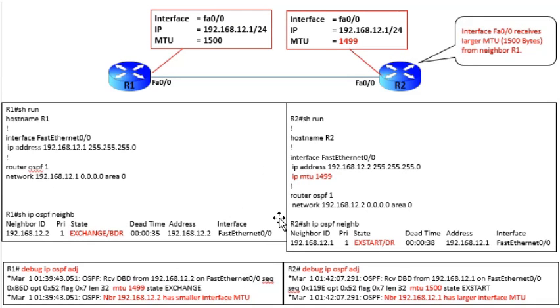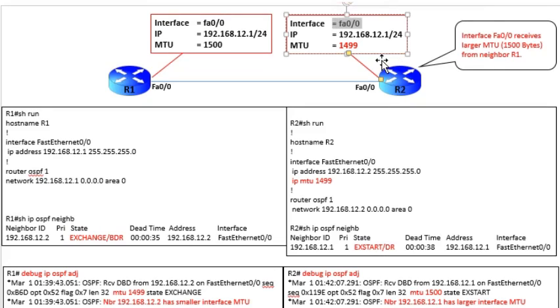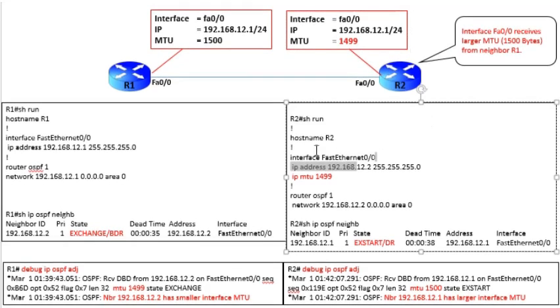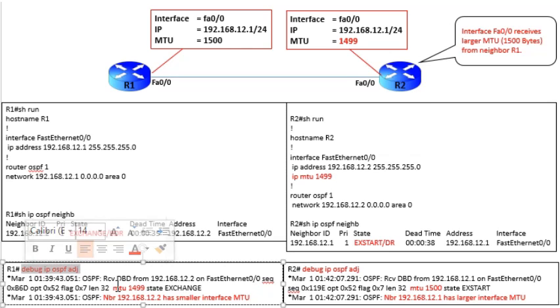To understand the effect of MTU on OSPF neighborship, we change the MTU size on interface FA0/0 of R2 from 1500 bytes to 1499 bytes. The command to do this is to go to interface FA0/0 of R2 and type in ip mtu 1499. After this change, we type in debug ip ospf adjacency on R1 and R2 to see how OSPF is behaving.